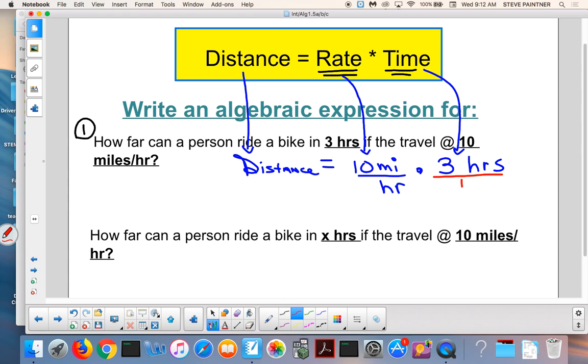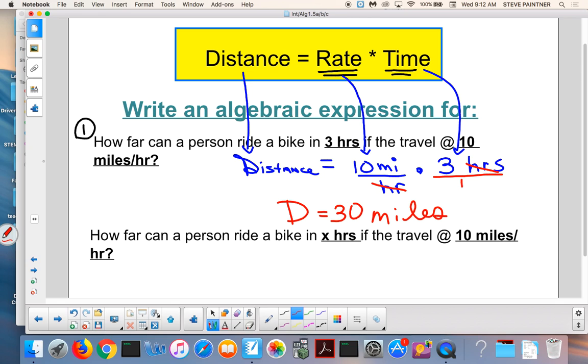So when you multiply these numbers, it's easy. 10 times 3 is what? 30. Okay, that was easy. But what about the units? How do you treat units? You cancel the bottom with the what? Top. So what your unit will end up being is what? 30 miles. Okay, so distance traveled is 30 miles.